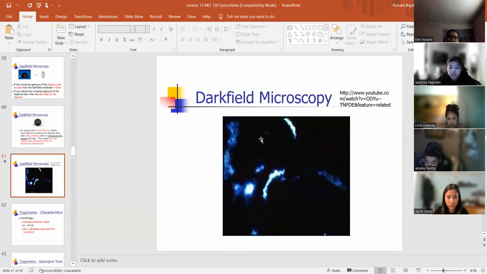So this is dark field microscopy. The object is white against a dark or black background. This is the optimal condition.